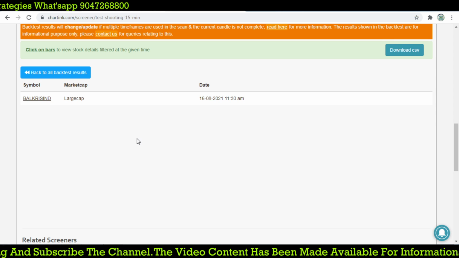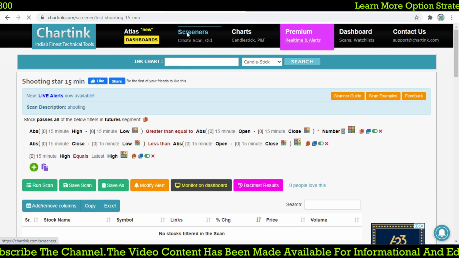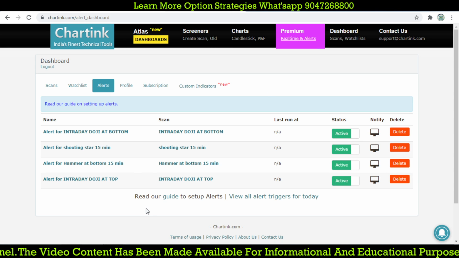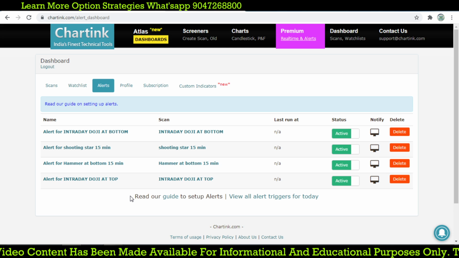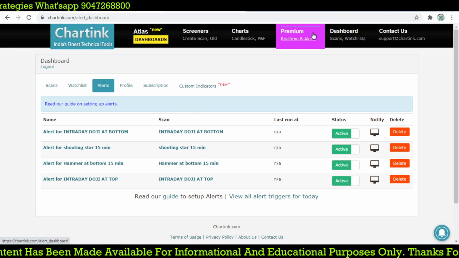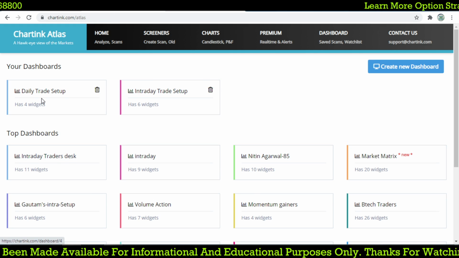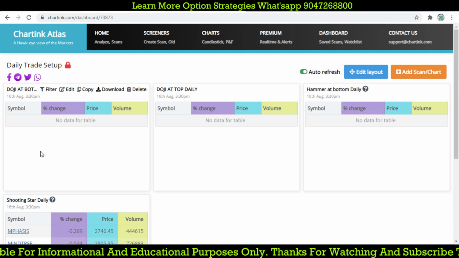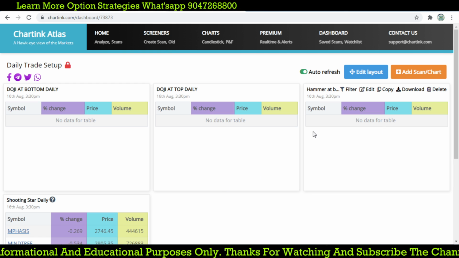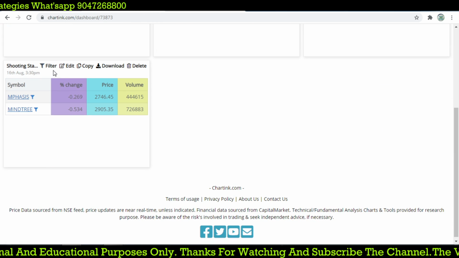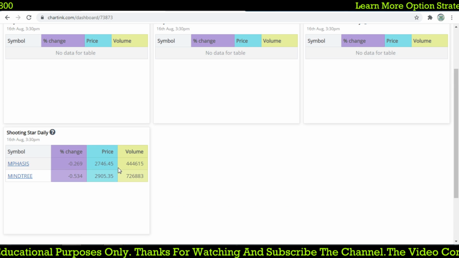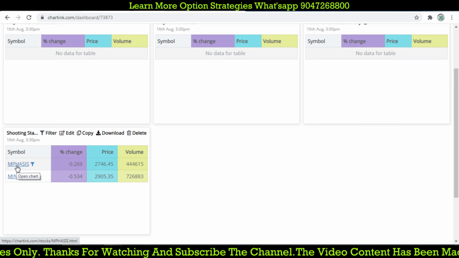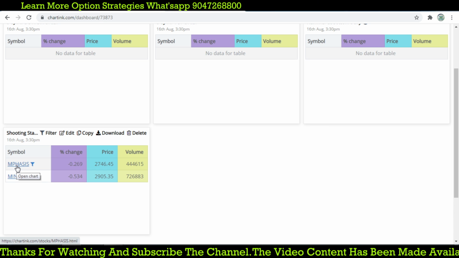Tomorrow, we have created a scan and we purchased this software right now. So tomorrow we will go for live alerts that come without delay, so we can easily find out what is going to happen. This is my daily trade setup: daily doji at top, bottom, daily doji at top, daily hammer, the shooting star. We got two stocks with a shooting star, Mindtree and Mphasis. Let's focus on these stocks tomorrow, and if any opportunity comes, we can make money.